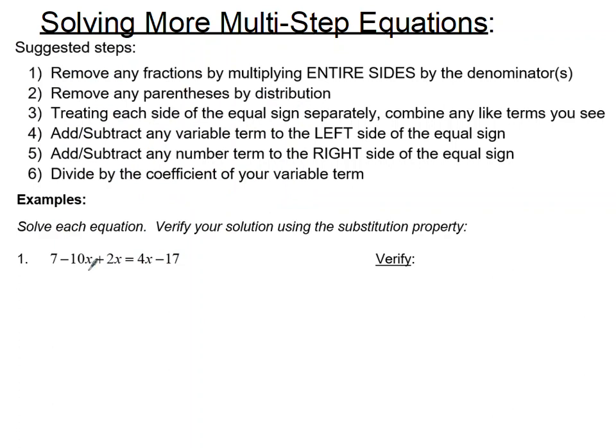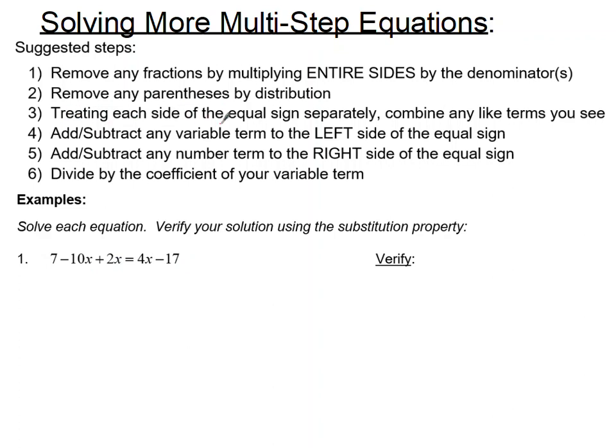Look at example 1. I see a variable on the left side of the equal sign and I see a variable on the right side of the equal sign. So let's see what we're going to do. Step 1 says to remove any fractions. I don't see any fractions, so let's skip to step 2. Step 2 says remove any parentheses. I don't see any parentheses, so we can automatically go to step 3.